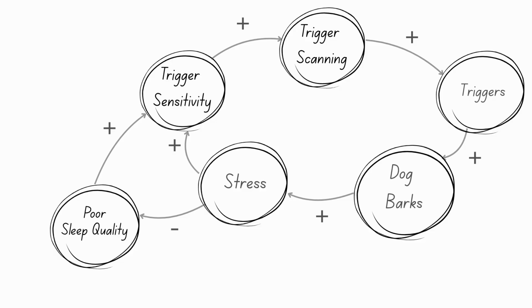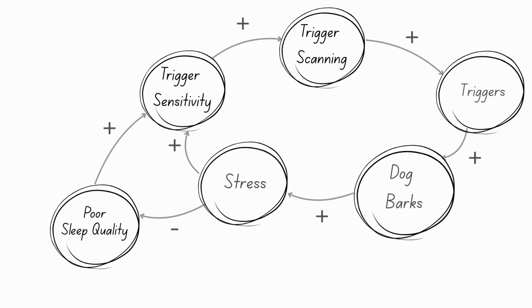Now, here's when the loop gets nasty. What happens when the dog doesn't sleep well? They wake up the next day more stressed. Poor sleep quality feeds right back into higher stress levels. So we're going to draw an arrow from poor sleep quality back to stress and put a plus sign there. More poor sleep equals more stress.